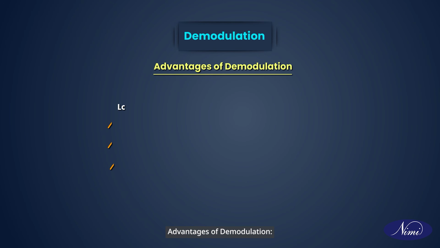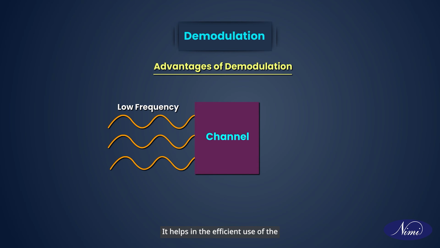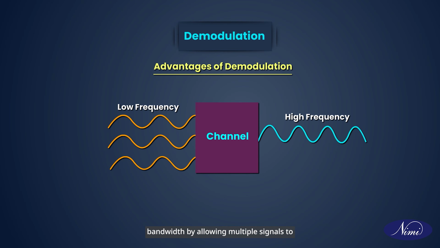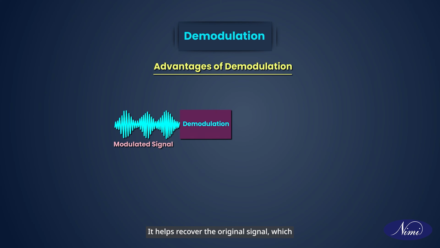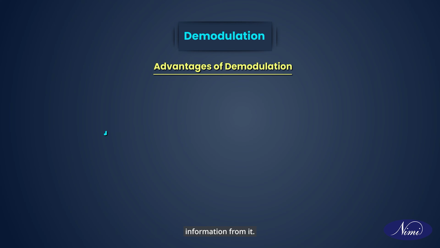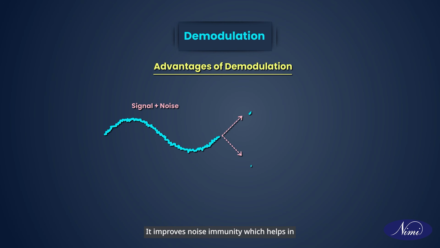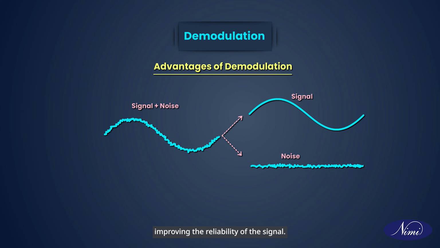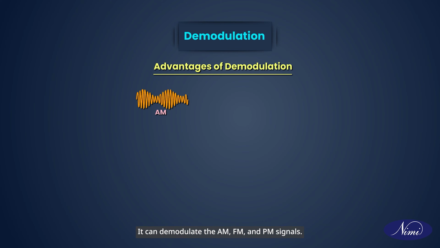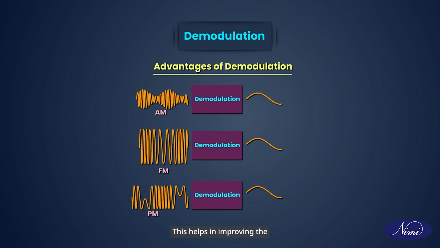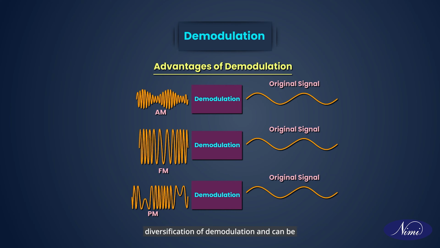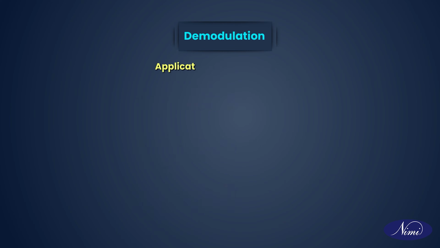Advantages of demodulation. It helps in the efficient use of the bandwidth by allowing multiple signals to pass through a single channel. It helps recover the original signal, which is essential to retrieve the original information from it. It improves noise immunity, which helps in improving the reliability of the signal. It can demodulate the AM, FM, and PM signals. This helps in improving the diversification of demodulation and can be used in a wide range of applications.